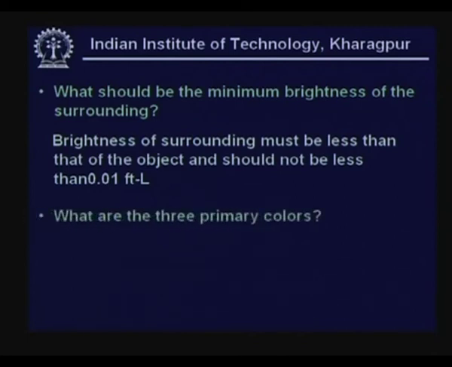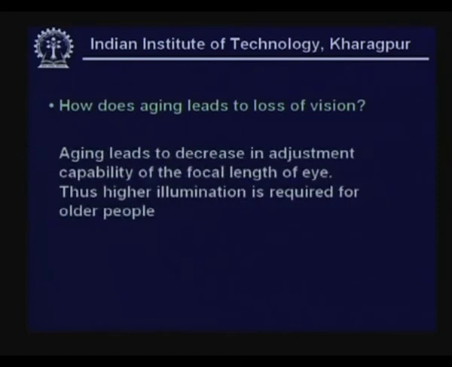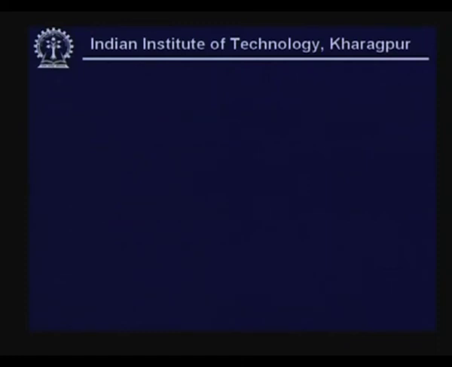What are the 3 primary colors? As already known, they are red, green and blue. How does aging lead to loss of vision? As can be said, aging leads to a decrease in the adjustment capability of the focal length of the eye, and higher illumination is required for older people.